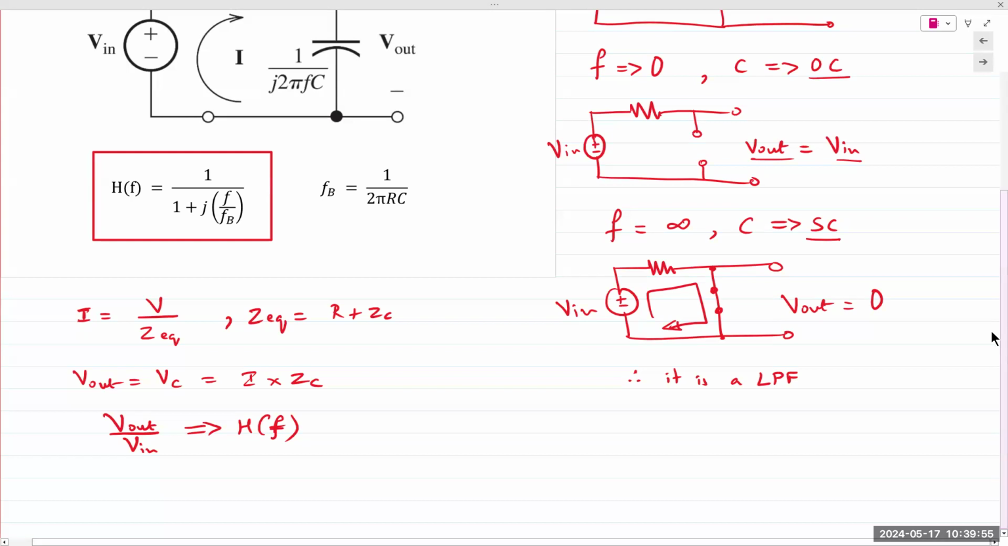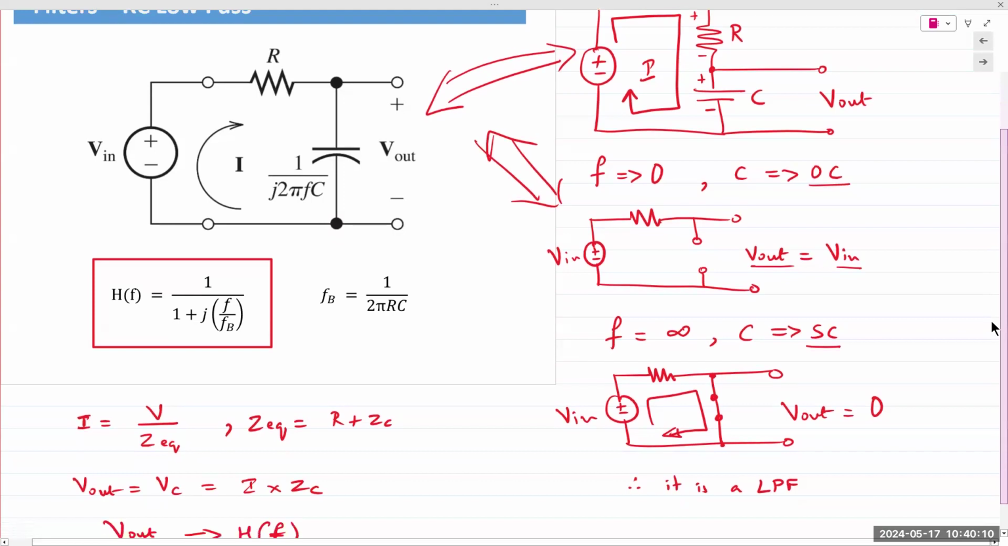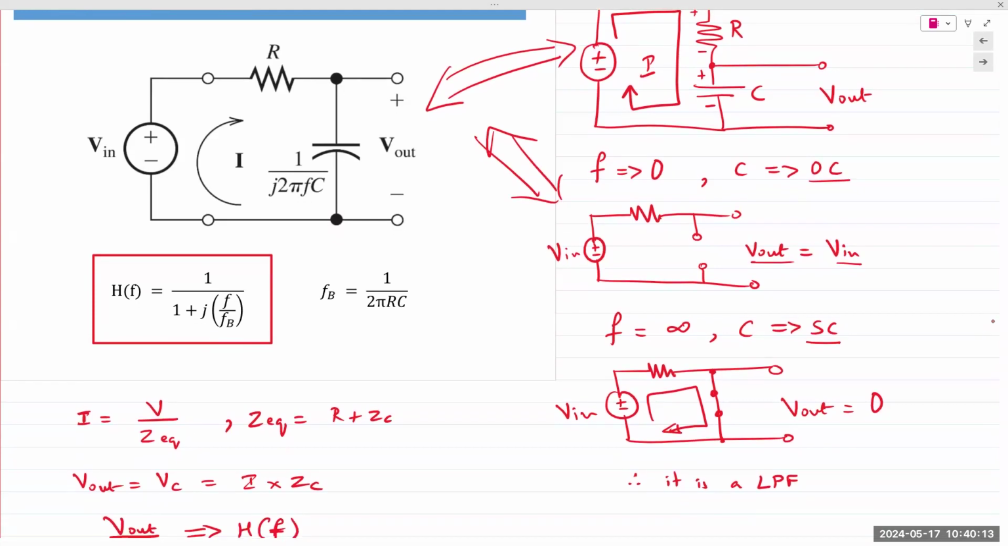No. That's the exact same circuit. We're just analyzing the same circuit. There's no difference. You're simply replacing the capacitor with either an open circuit or a short circuit, depending on the input frequency. If V in has a frequency value that is low, then the capacitor behaves like an open circuit. If V in has a frequency that is high, then the capacitor behaves like a short circuit.